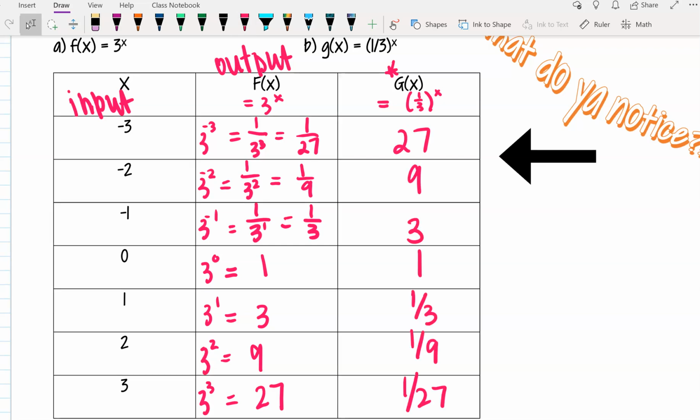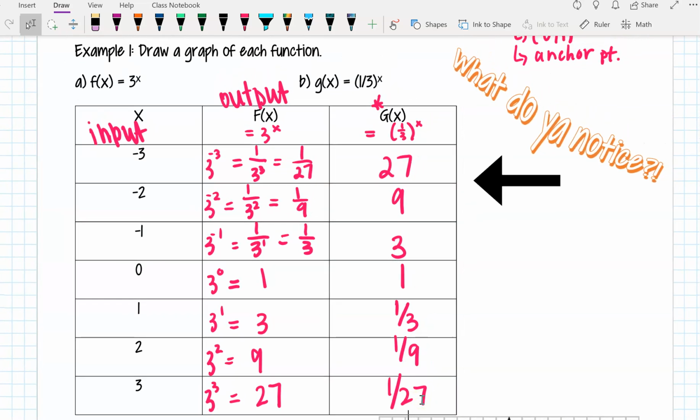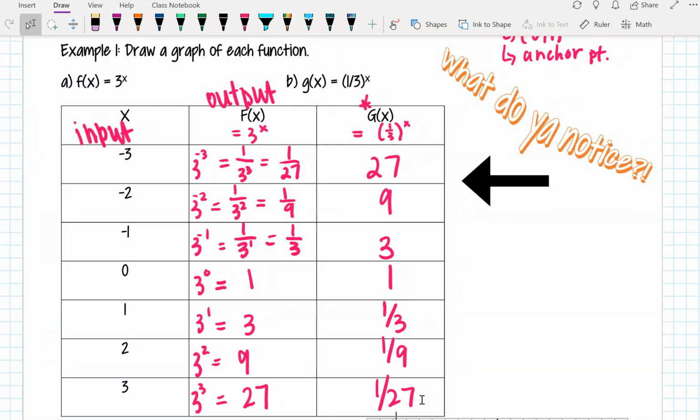All right, so g of x should look like this. You should have 27, 9, 3, 1, 1/3, 1/9, and 1/27. What I want you to do is take a minute and think about what you found and what you notice. Go ahead and think about that now.